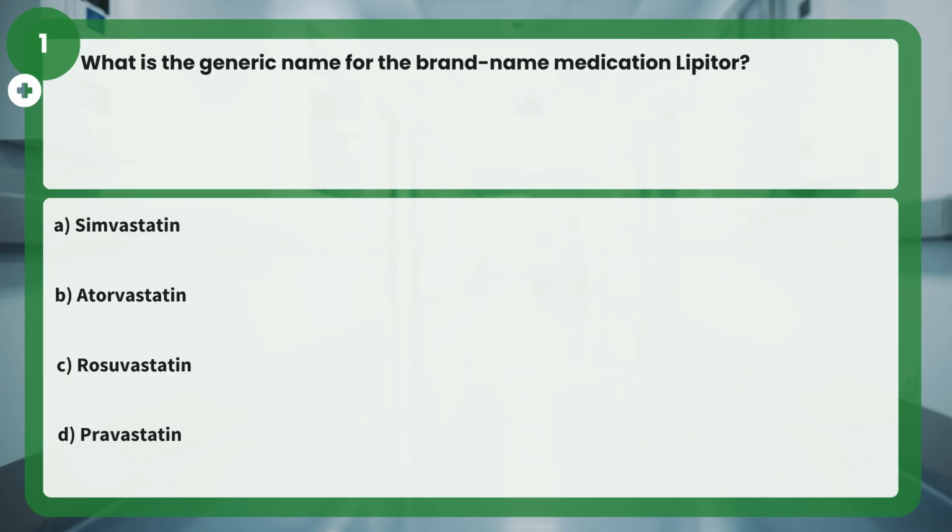Question 1. What is the generic name for the brand name medication Lipitor? A. Simvastatin. B. Atorvastatin. C. Rosuvastatin. D. Pravastatin.